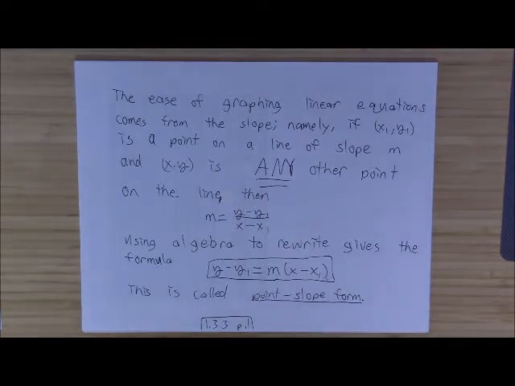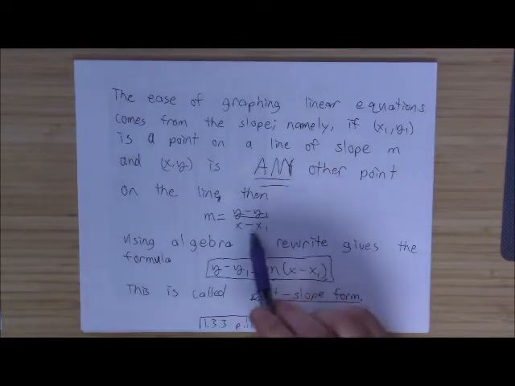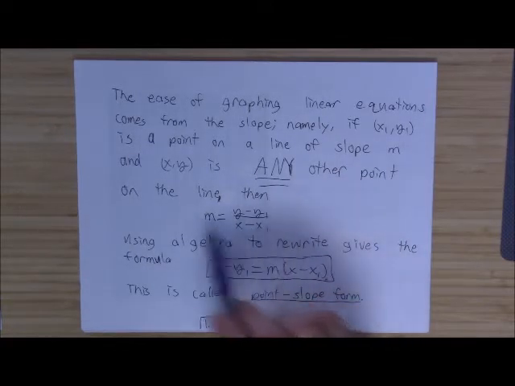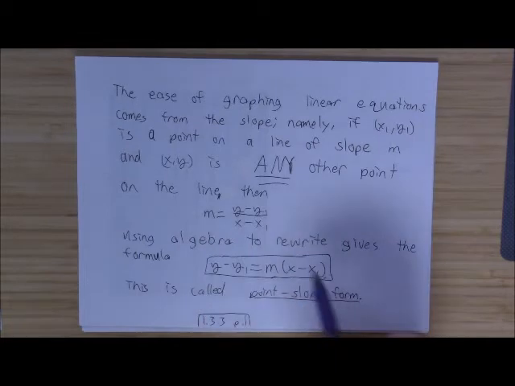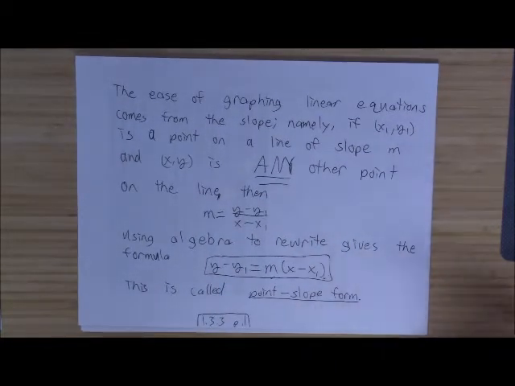Namely, if (x1, y1) is a point on a line of slope m, and (x, y) is any other point on the line, then the slope m is equal to y minus y1 over x minus x1. Using algebra to rewrite, multiplying both sides by the denominator x minus x1, we get y minus y1 equals m times x minus x1. This we call point-slope form.